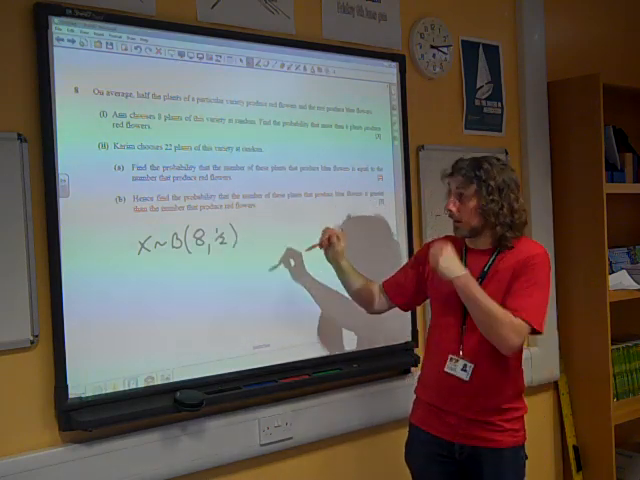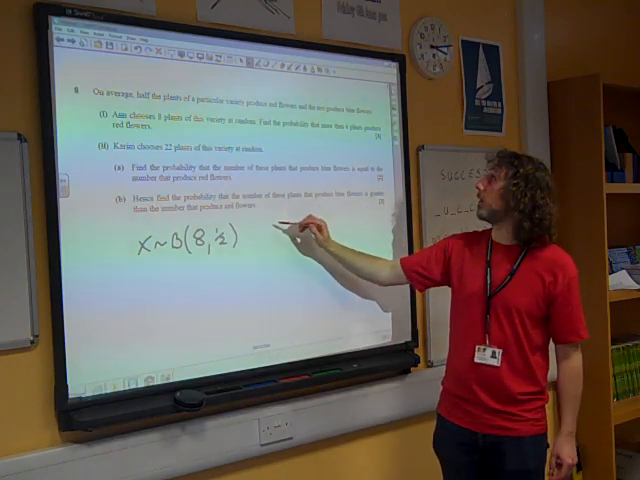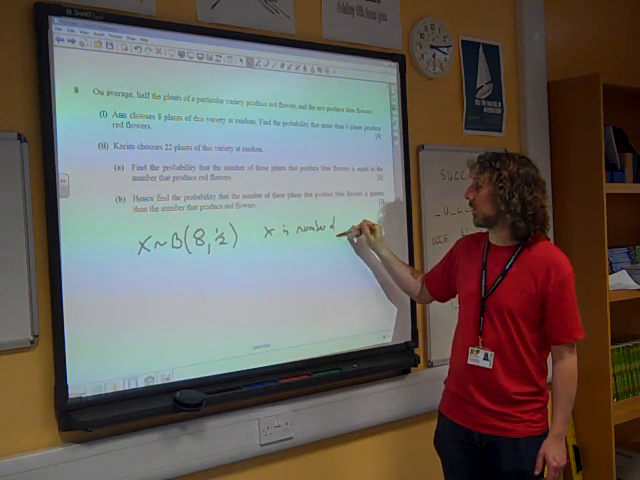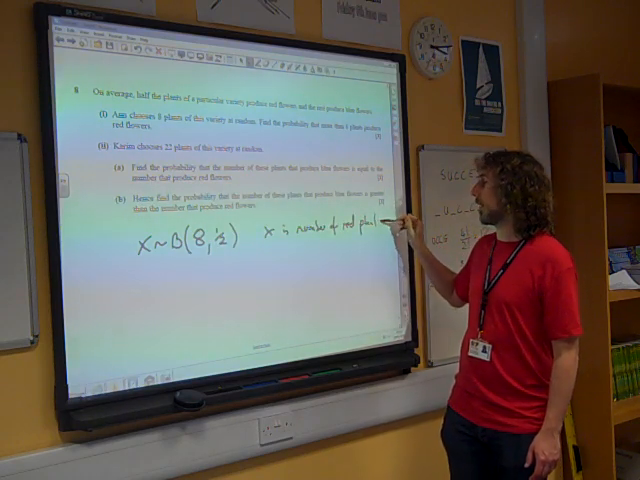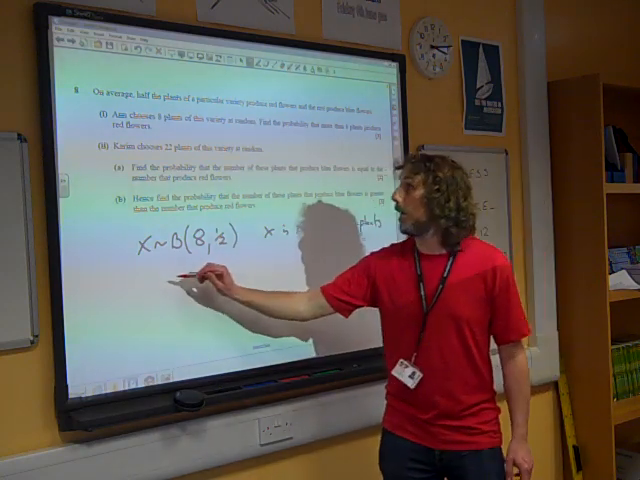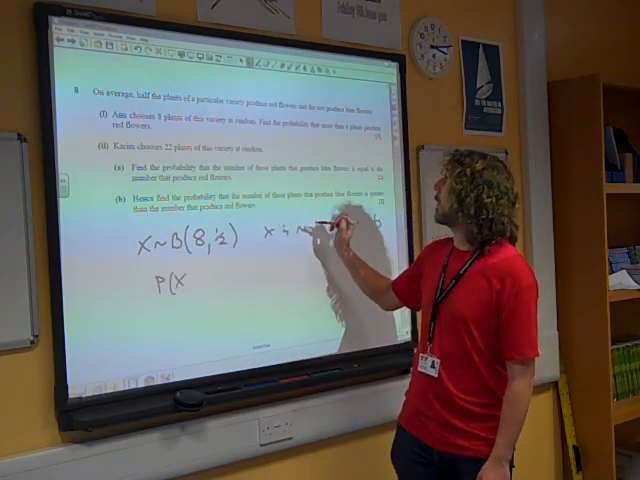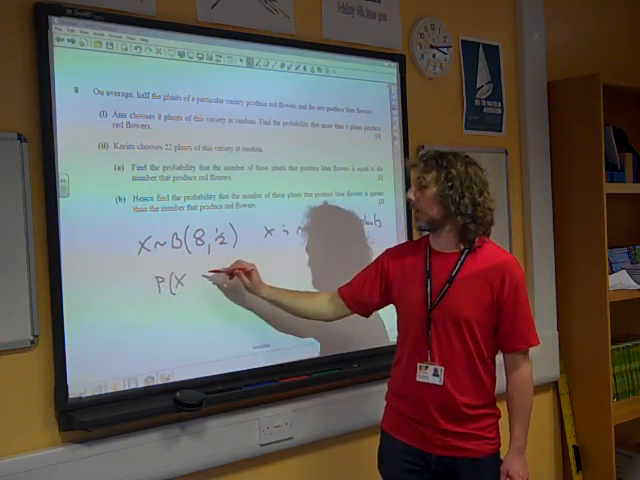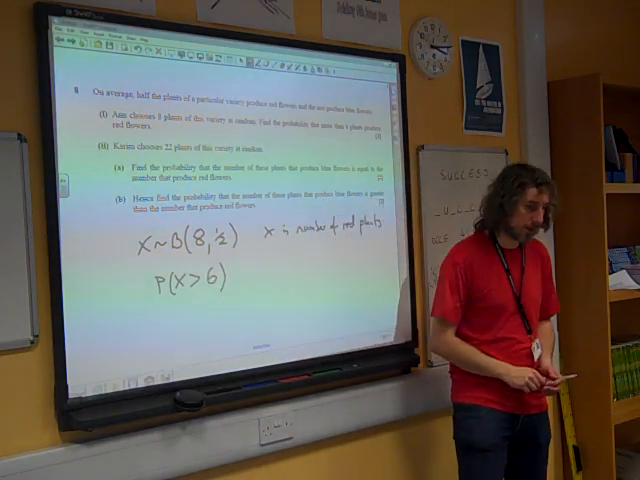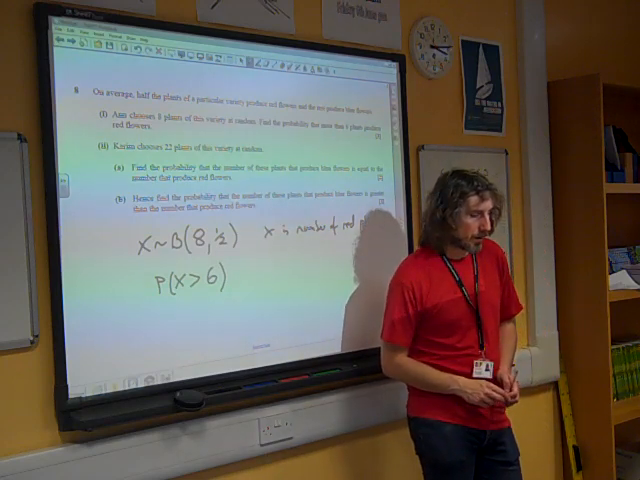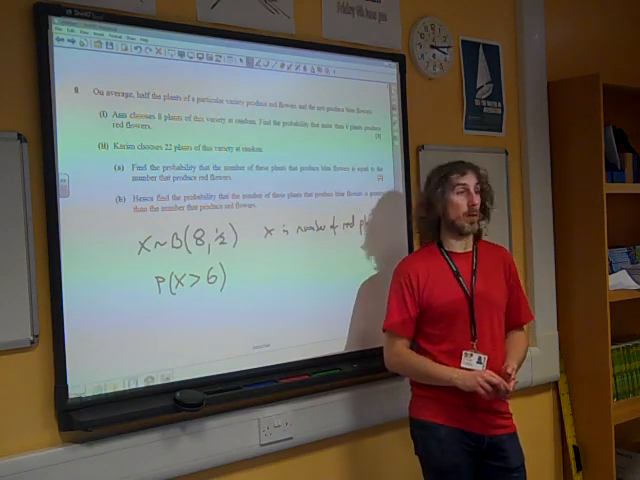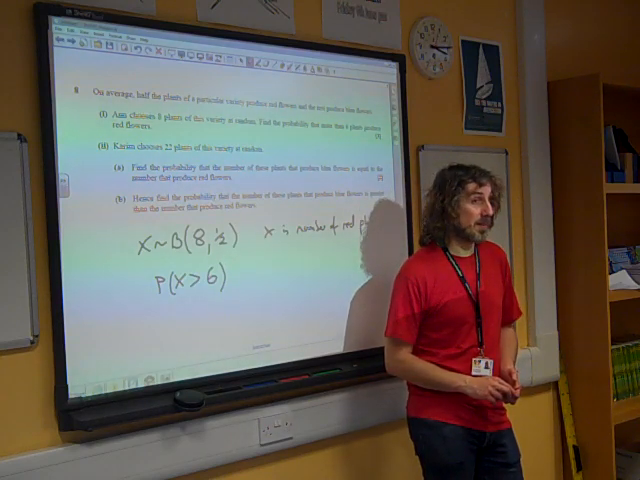The way I set this up is that X is the number of plants producing red flowers. Now we've been asked to find the probability that X is more than 6. Well, let's think about this. That means X is 7 or 8, doesn't it? So you've got a couple of choices here.